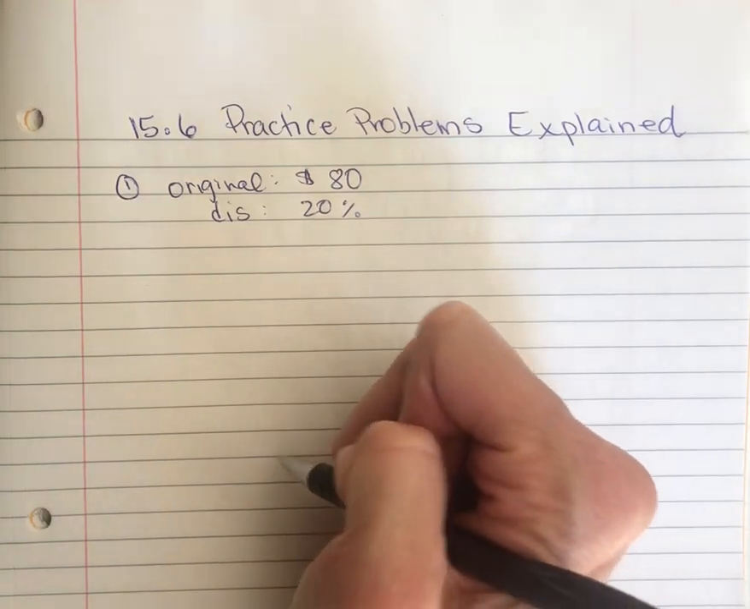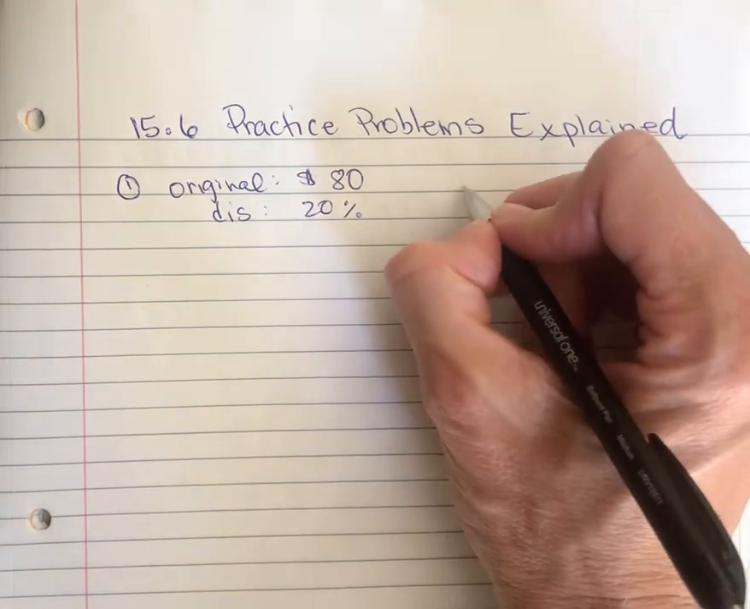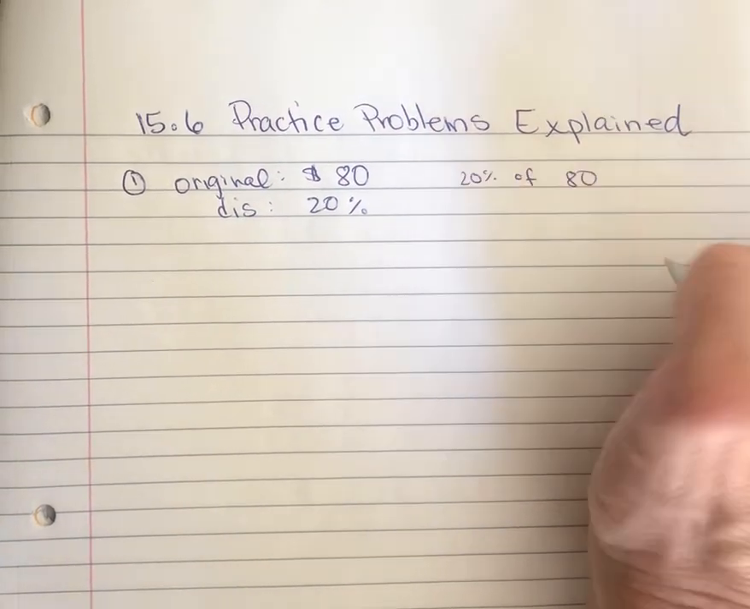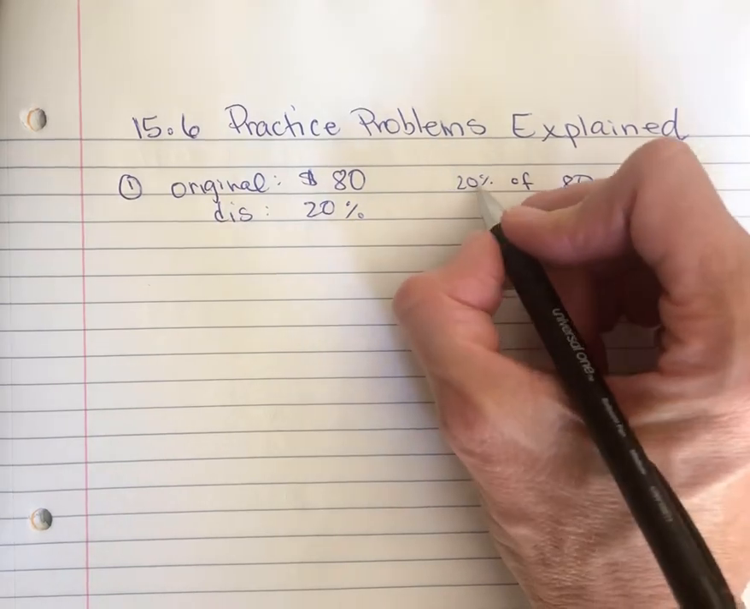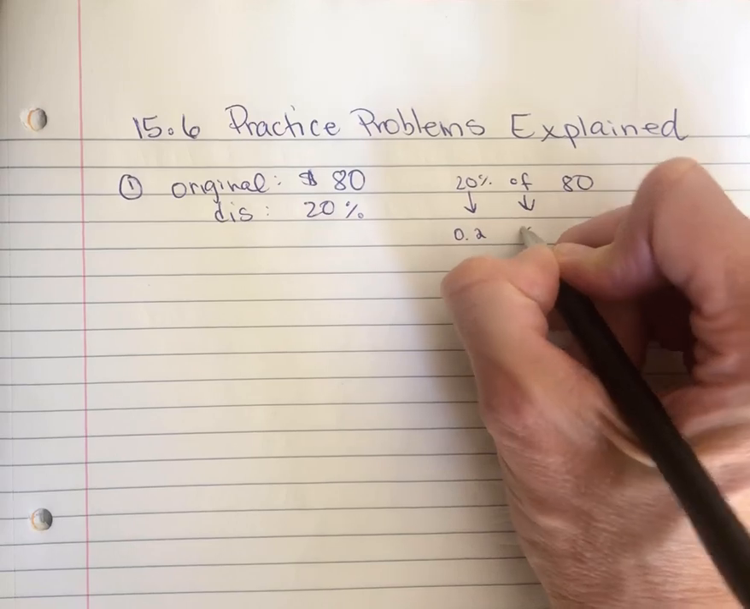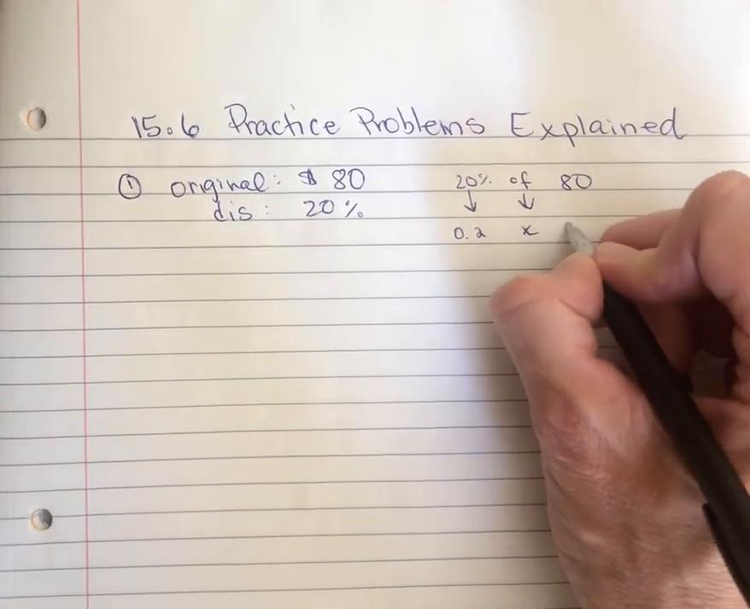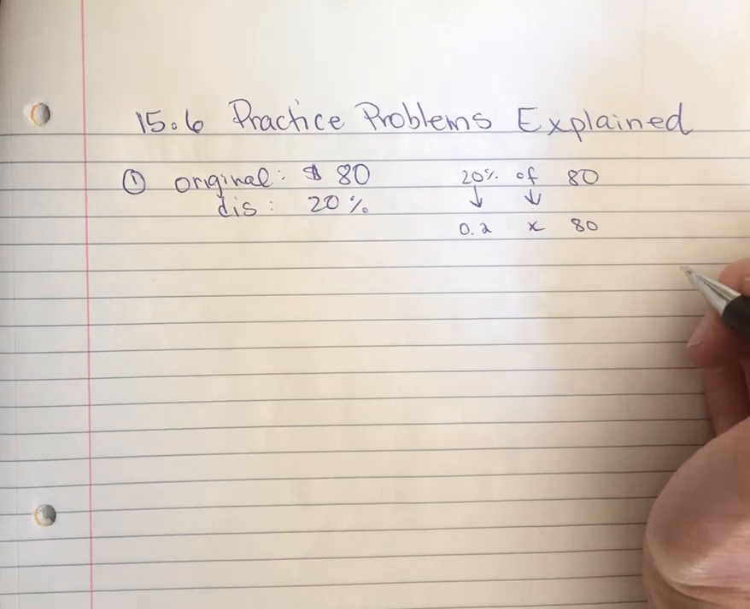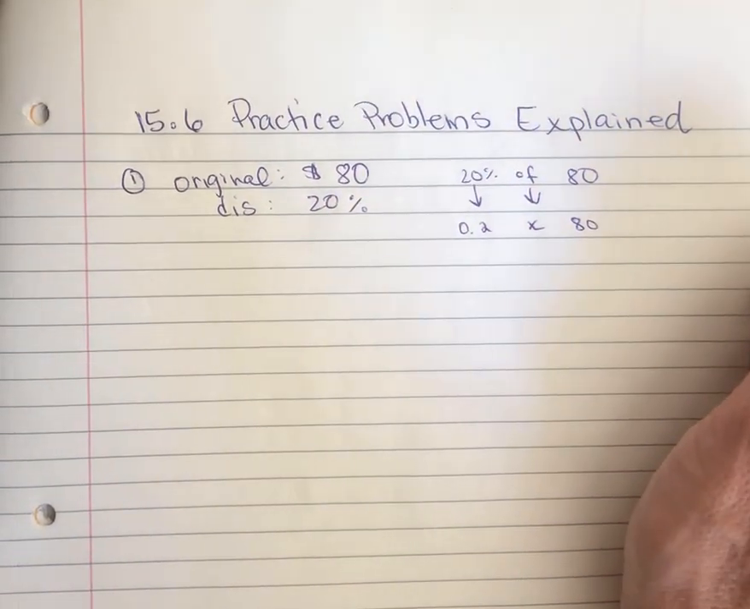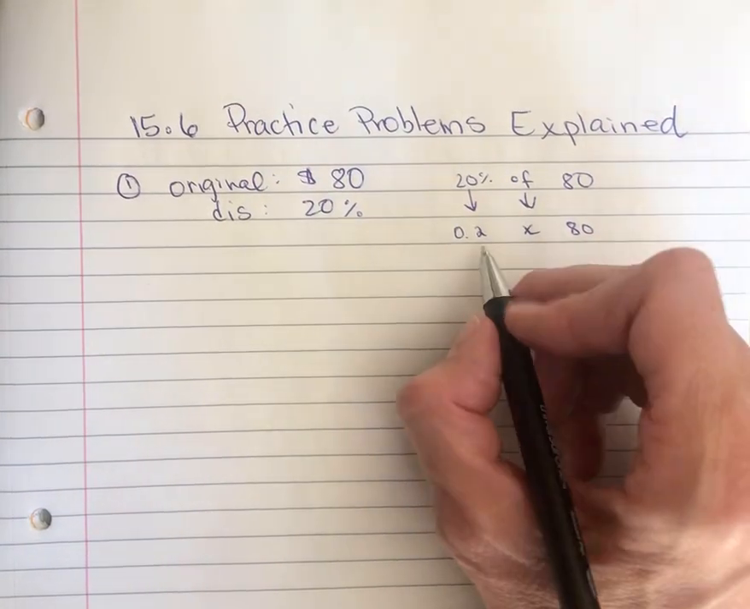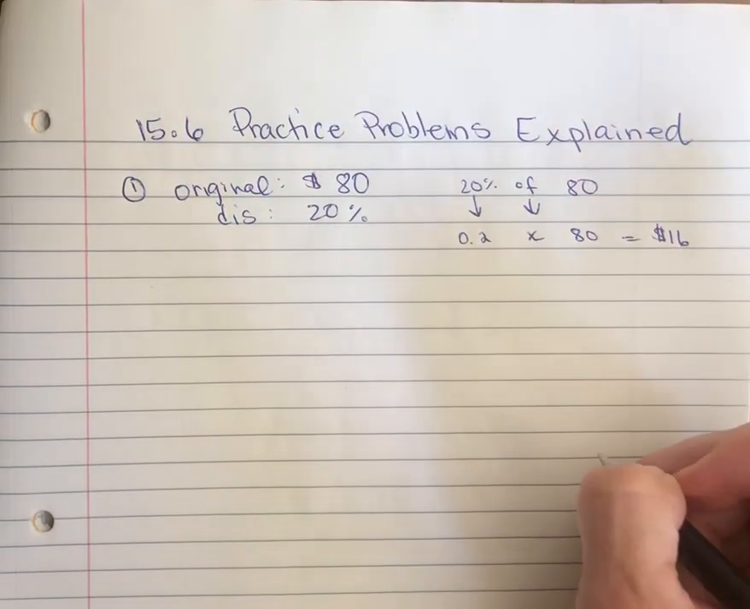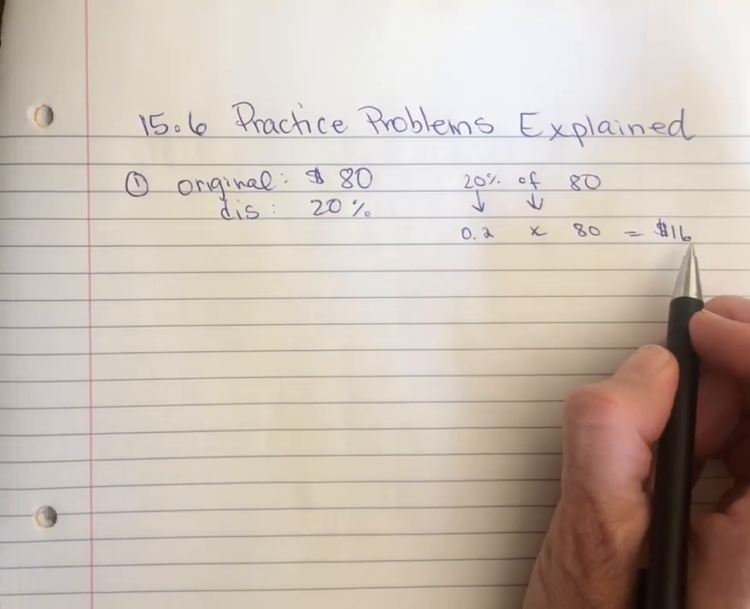The discount is 20%. So our first job is we need to find 20% of 80. That will tell us the dollar amount of the discount. So 20% translates to 2/10. Of means multiply, and then drop down our 80, okay? So when we multiply, and you can use a calculator for this multiplication if you want, it doesn't really matter. But when we multiply 2/10 times 80, we get $16. That's the amount of the discount.